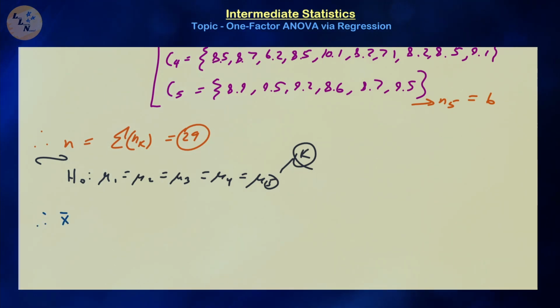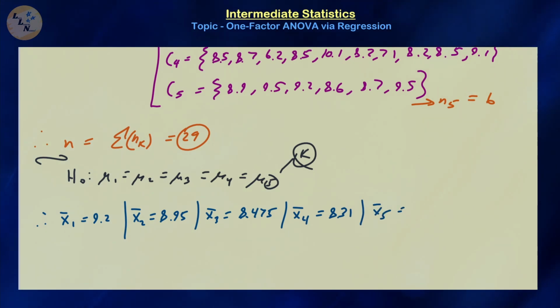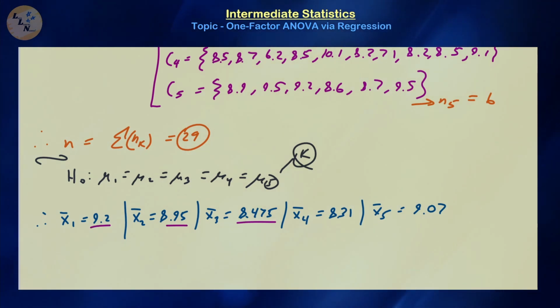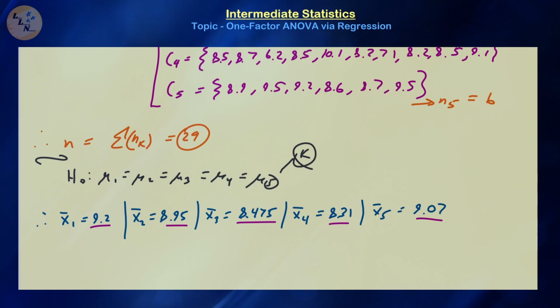So we can find that x bar 1 is going to be equal to 9.2, x bar 2 is going to be equal to 8.95, x bar 3 is going to come out to 8.475, x bar 4 is going to come out to 8.31, and lastly, x bar 5 for our last category is going to be equal to 9.07. So do we have sufficient evidence to believe, based on these point estimates, that the average amount of sleep pretty much is homogeneous across each of the categories or not? So that's pretty much the question that we're trying to answer here.